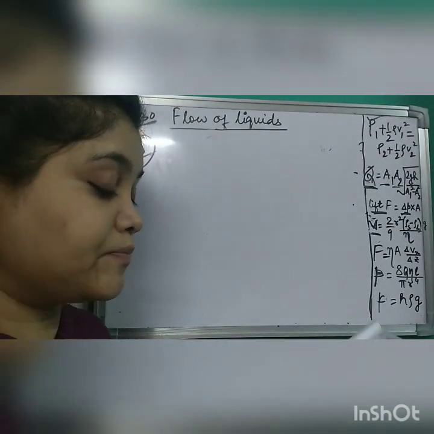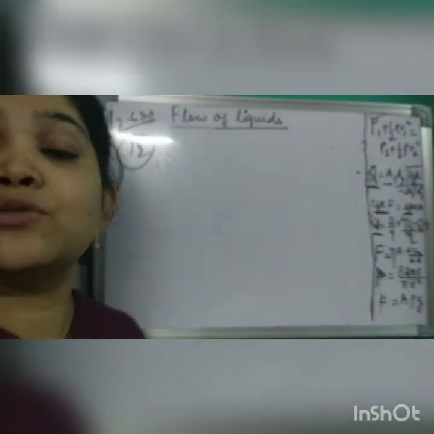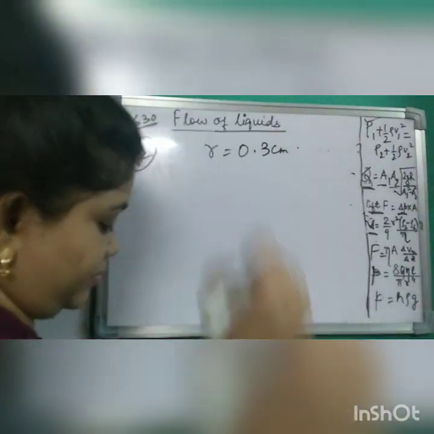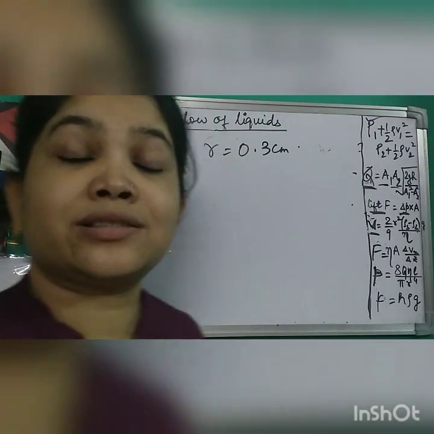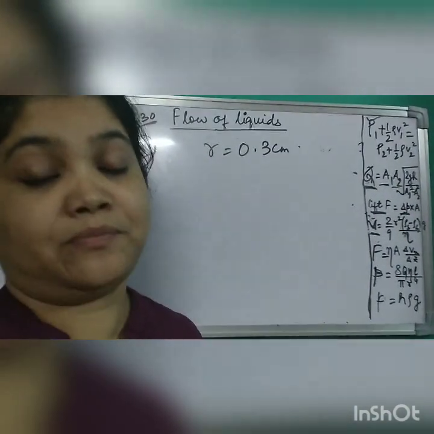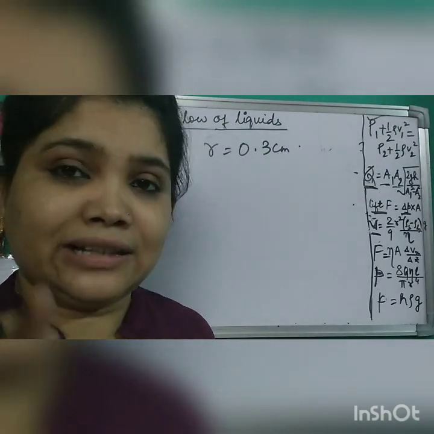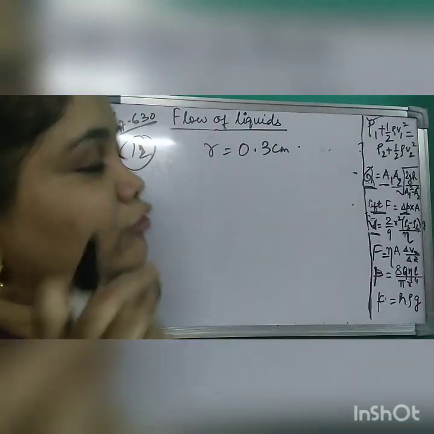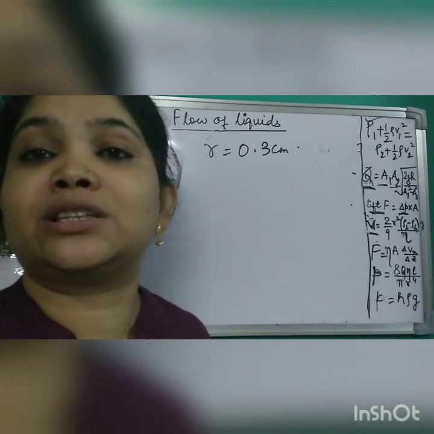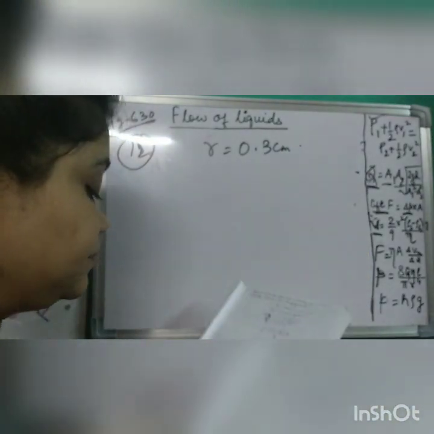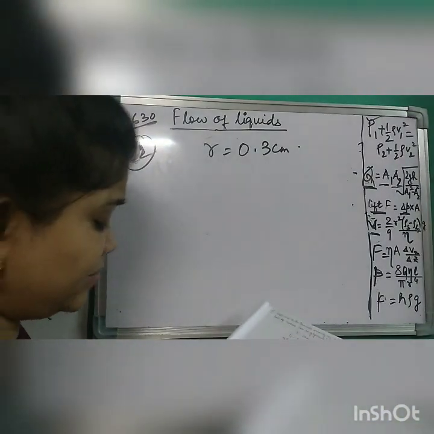Next, an iron ball. Again, who is the solid? An iron ball of radius 0.3 centimeter. So the radius is 0.3 centimeter. Obviously centimeter is not an SI unit, but in sum number 12, all quantities are given in CGS units, so I am not going to convert this into SI units. Let it be in CGS units only. So r is given as 0.3 centimeter.